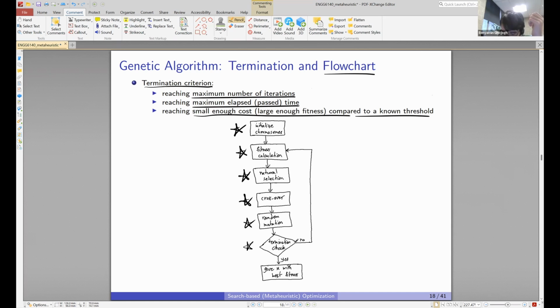If termination is not reached, we go back and we calculate the fitness of the chromosomes again, and we select the parents again and do this iteratively. So this is an iteration, and if the termination is reached, then give X with the best fitness. So this is a flowchart of the genetic algorithm. Okay.